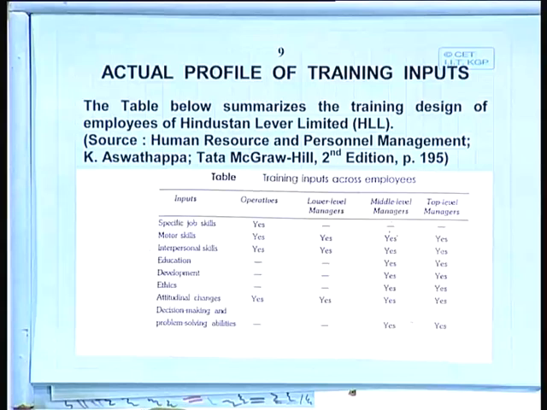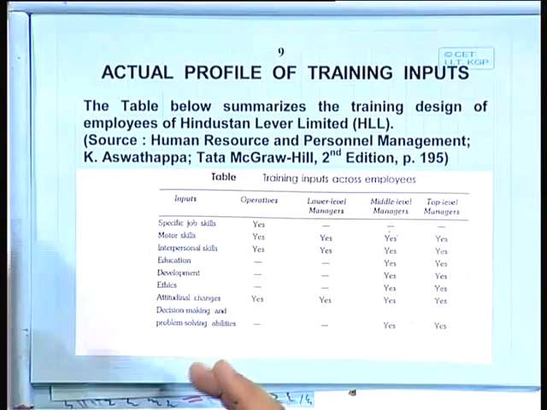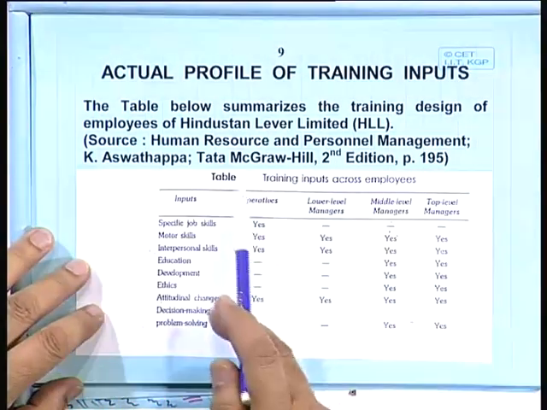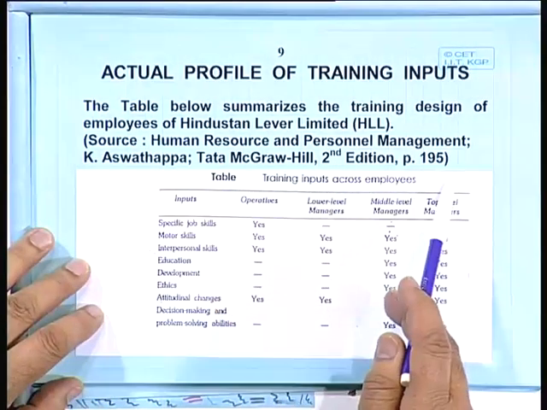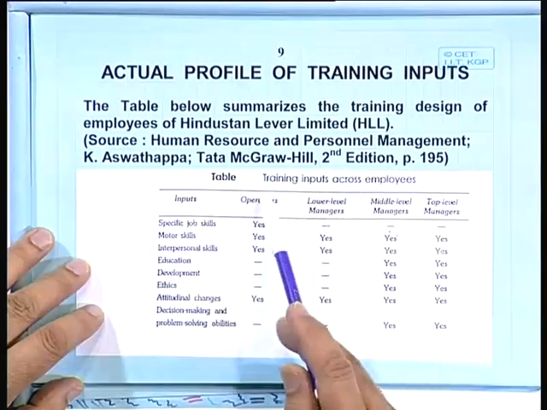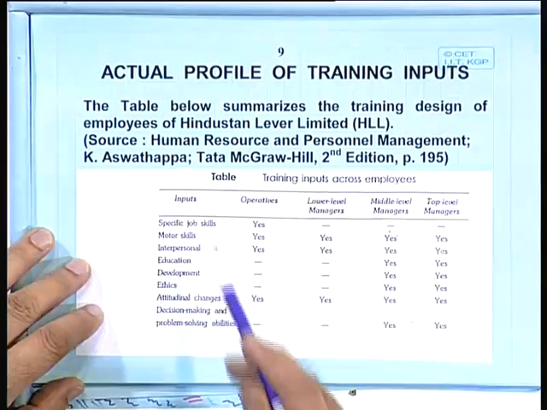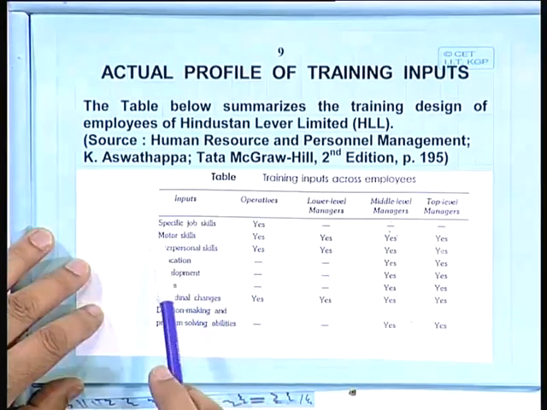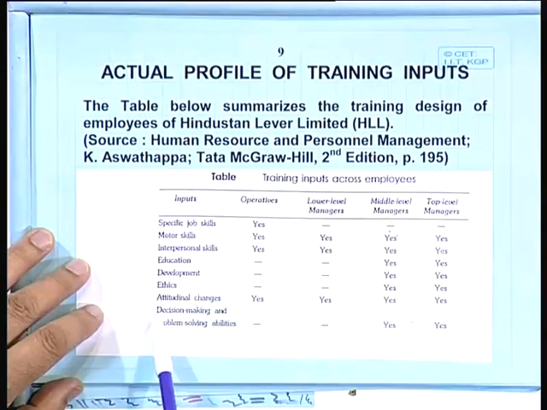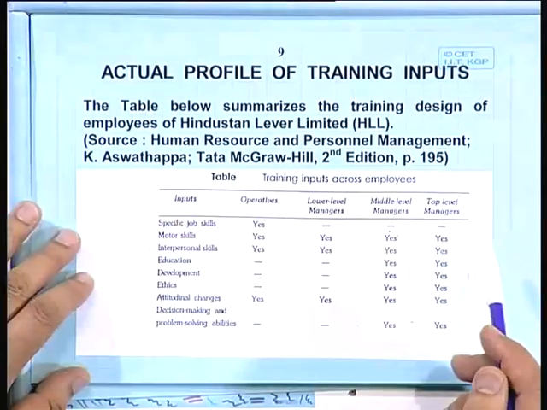Actual profile of training inputs, all right. Now, you see this table, it summarizes the training design, it is a typical design. You have training input across employees, that is you have top level managers, middle level, lower level and operatives, that is the workers. And on this side, you have specific skills, motor skills, interpersonal skills, education, development, ethics, very important, particularly for higher level managers, decision making and problem solving. There may be more, this is just representative, all right.